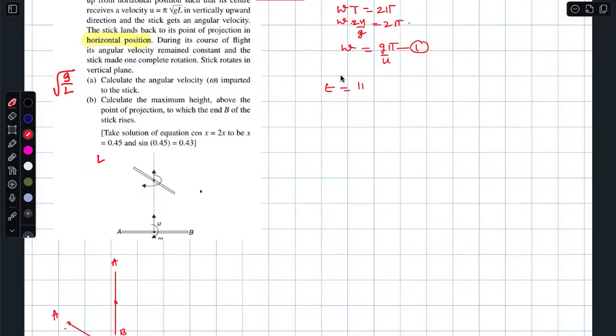Right. So now the time part. Please tell me the time part. The time part is 1/2 of the time period. Omega means g pi by u.